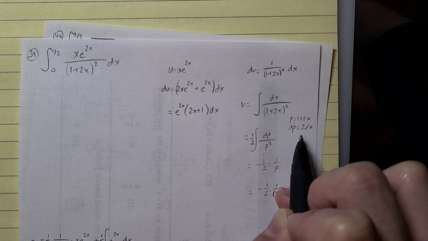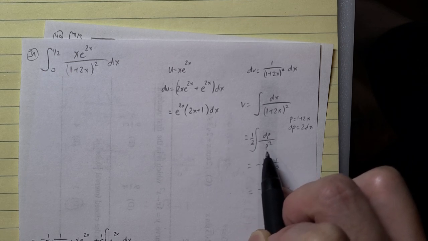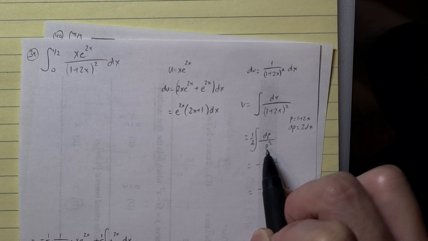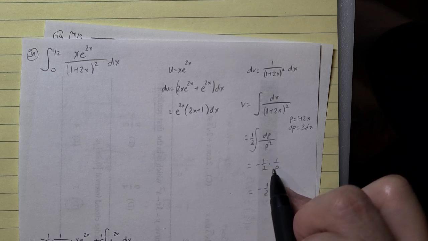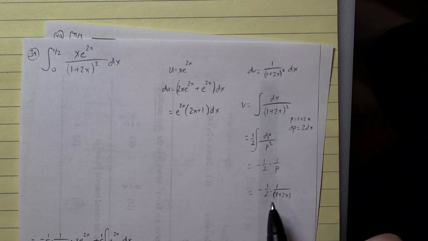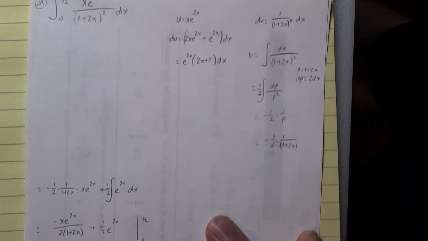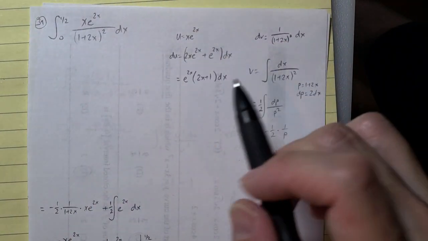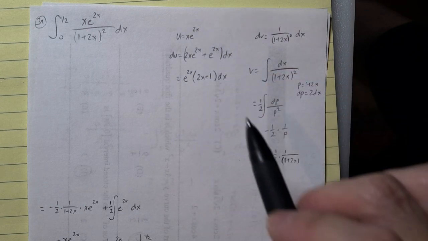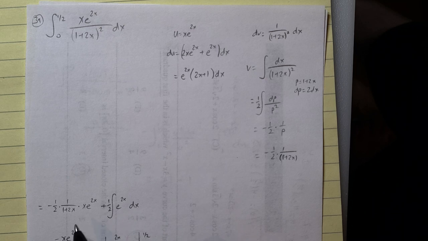dp is 2dx. So it becomes half integral dp over p squared. So then it's just power rule. That's quite simple. Because minus half times 1 over p. You back substitute p. So it's minus half times 1 over 1 plus 2x. Okay. No plus c's needed because we're going to do the bigger picture now. It's uv minus integral v du. Okay, so u is here.